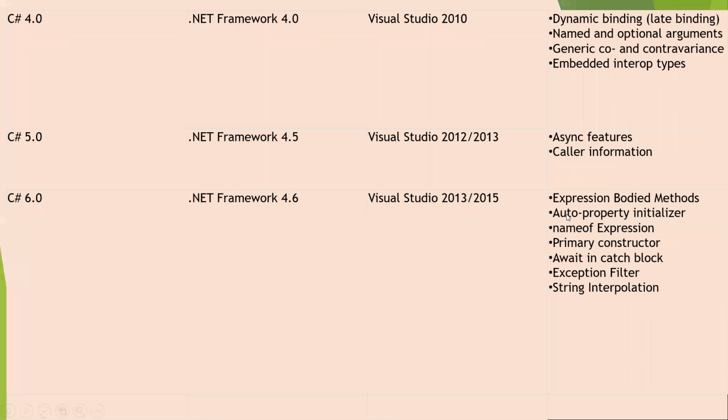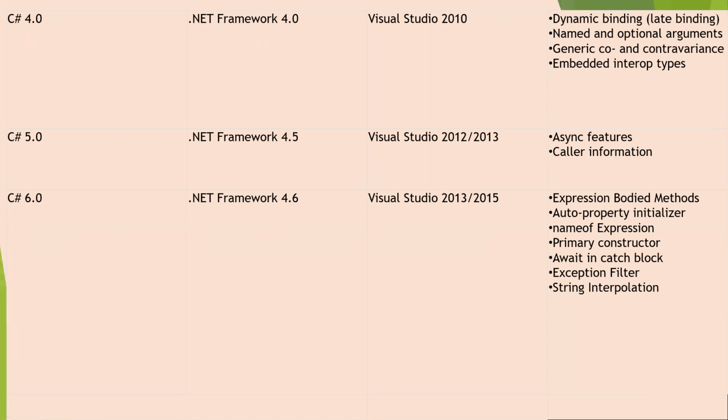And if you look at the next version, the 2010 release as 4.0, it has dynamic binding, that is late binding, which comes into the picture when you compile the program and execute it at runtime. At the same time, named and optional arguments, and generic covariance and contravariance, embedded interop types. So all these new features were introduced in the 4.0 framework in 2010. And coming to the 4.5 framework, in 2013, they introduced the async feature to execute your program asynchronously instead of synchronously, and caller information, where you know the method from where it is being called, like the call stack.